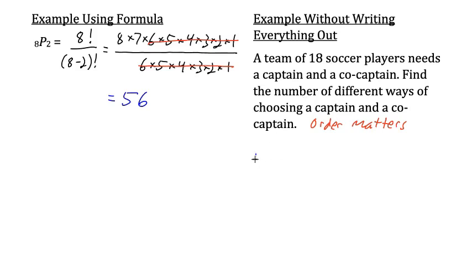All right, so we want 18 pick 2, because we're picking one person for the captain and another person for the co-captain. So we'll start with the 18 and keep multiplying by the next smallest integer until we've picked two people. So that would be 18 times 17. And on our calculator, we notice that there are 306 arrangements for choosing a captain and a co-captain from a group of 18 people.